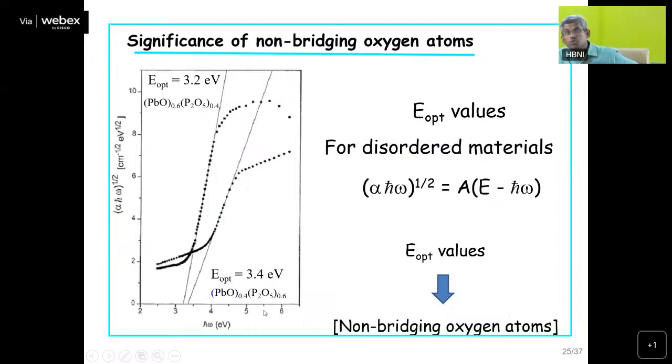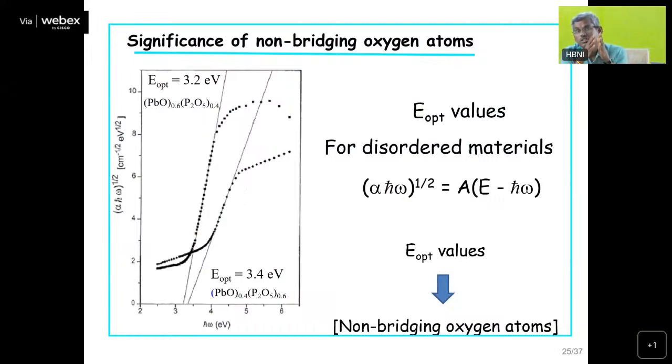For example, if you have 40% lead oxide in the glass, we have an optical gap of around 3.4 electron volt. If you have 60% Pb oxide in the glass, we have an optical band gap value of 3.2 electron volt. So for a 3.2 electron volt optical gap, you can easily calculate the corresponding wavelength, because in any optical measurement, you require cutoff wavelength or band pass filters or cutoff filters or notch filters, etc.